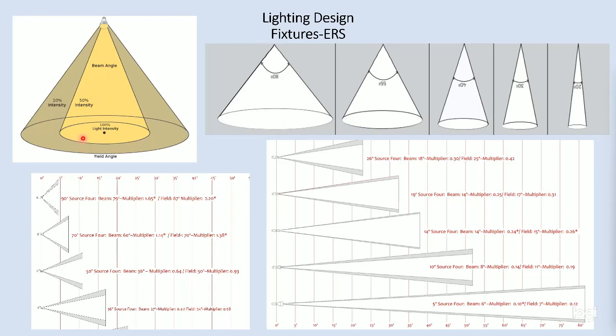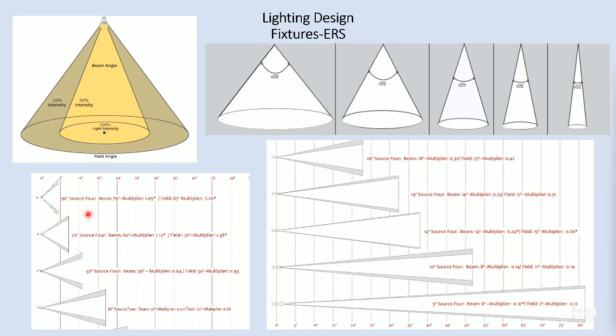The beam angle is measured by 100% intensity of the light output, and the field angle is the area to the edge where the light starts to fall off. Even if the image is absolutely razor sharp and crisp, there is still a hot spot in the middle surrounded by an area of lesser intensity. So the beam angle and the field angle, right?